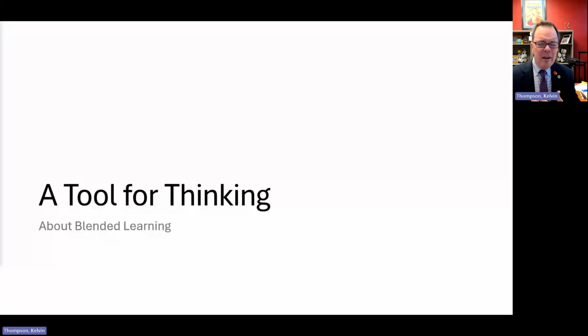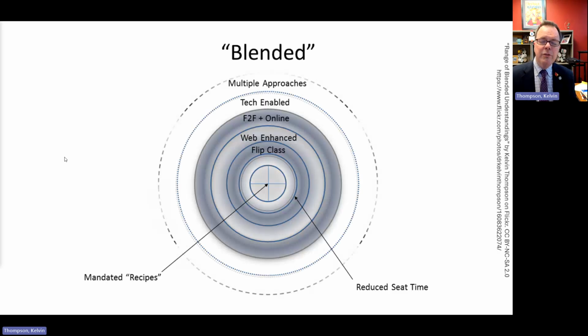And I always chuckle a little bit at that, but it sort of, to me, begins to introduce the idea that blended learning does not really have a completely widely accepted definition. It's better today than it used to be, but I want to illustrate this with a little visual, a little tool for thinking that I've used for some years.